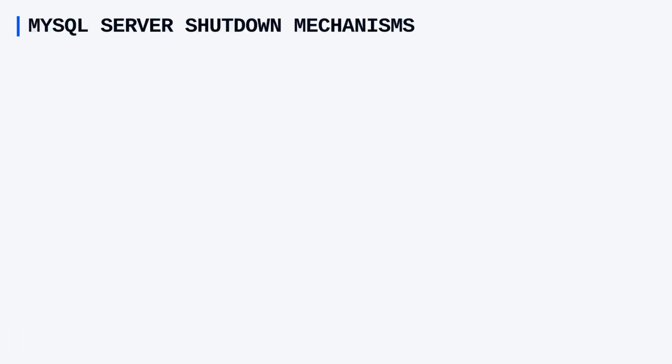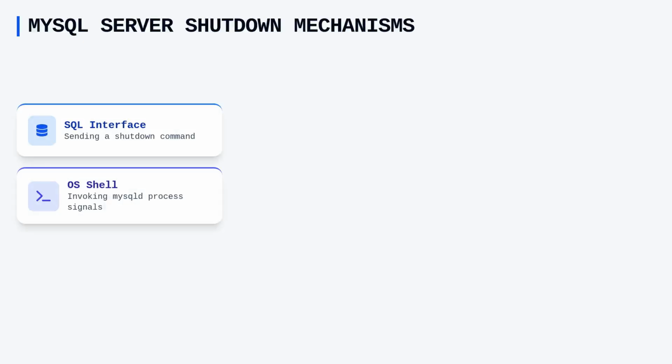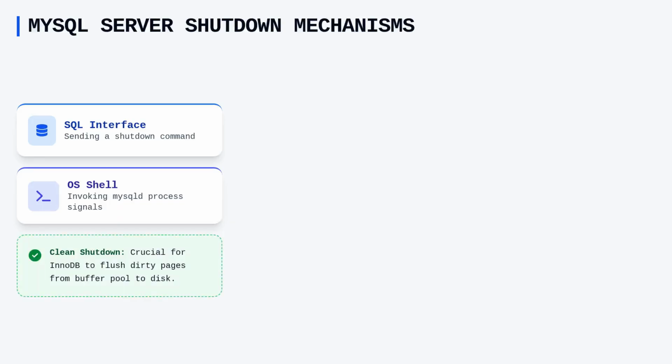When it comes to stopping the server, you have two primary mechanisms: sending a shutdown command via the SQL interface, or invoking a signal to the MySQL process from the operating system shell. A clean shutdown is always preferable because it allows the storage engines, specifically InnoDB, to flush dirty pages from the memory buffer pool to the on-disk data files.